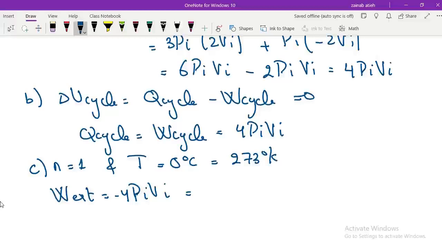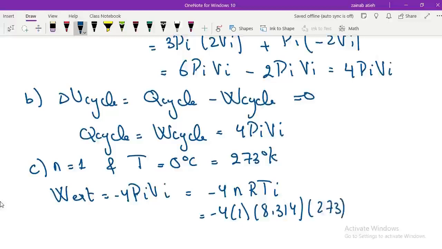He gave me the temperature, so I will replace pi Vi with n R T initial, and I will substitute minus 4, n is 1, R is equal to 8.314, and the temperature is 273. I will get minus 97.8 joule. And this is the answer.